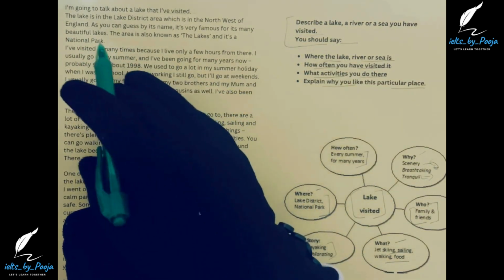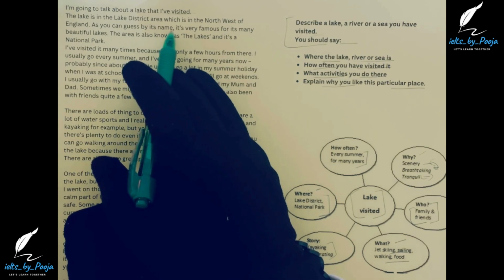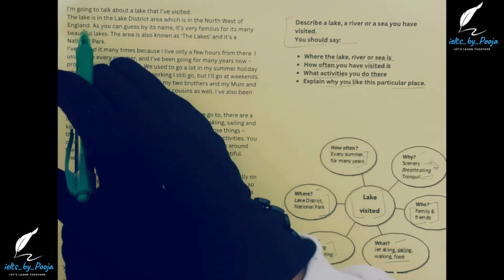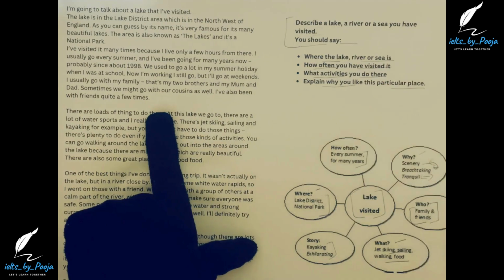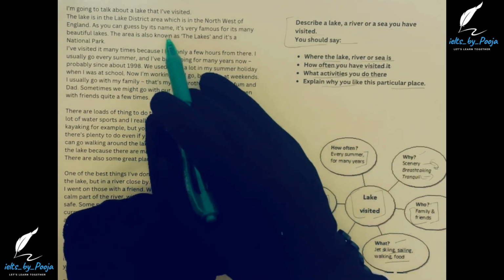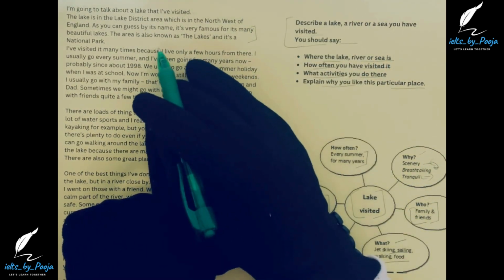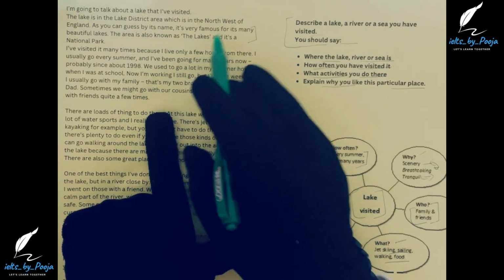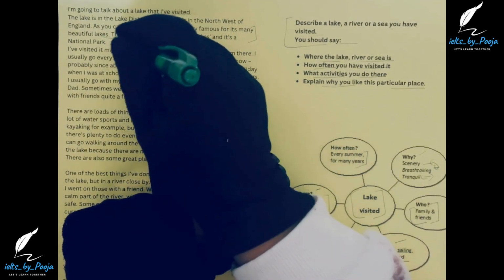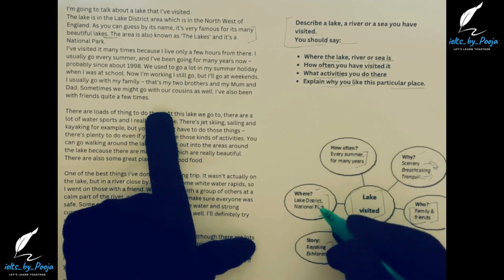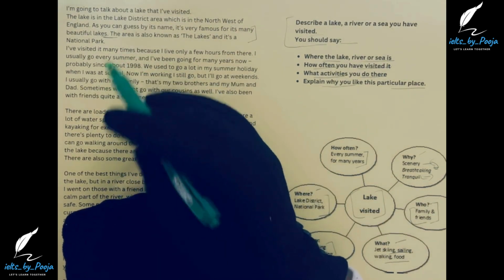You mention that the lake is in the Lake District area, which is in the northwest of England, or wherever the place is. It's in Canada, India, Australia, wherever it is. As you can guess by the name, I added one extra line mentioning it is very famous for its beautiful lakes. So obviously the Lake District National Park should be famous for its beautiful lakes that we have mentioned.